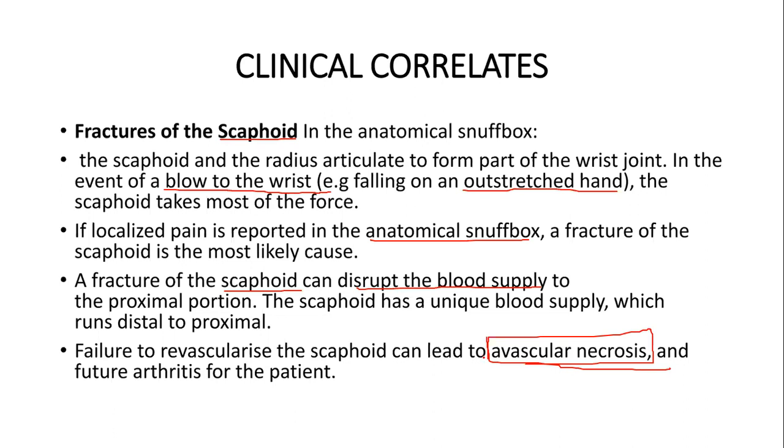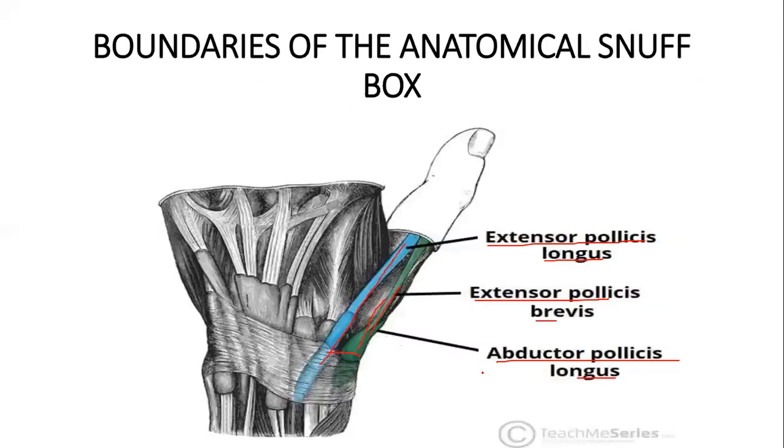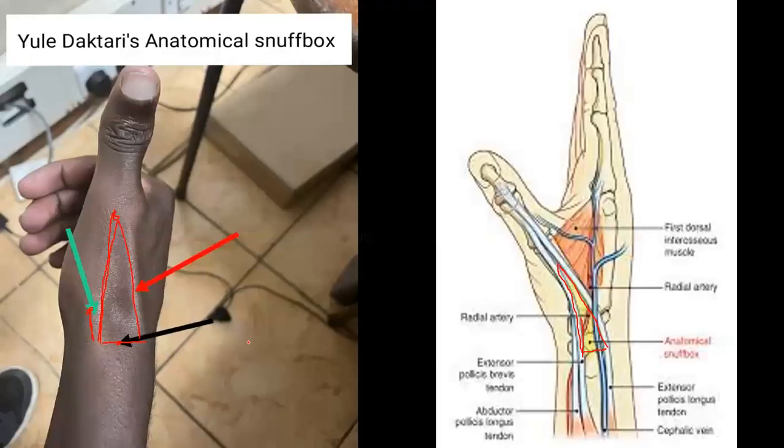Also, if you could allow me to go back. Okay, so these two tendons over here forming the radial border of the anatomical snuffbox, that is the tendon of abductor pollicis longus and extensor pollicis brevis. Remember, they form the first compartment in the extensor compartments. Okay, so they are in the first group.